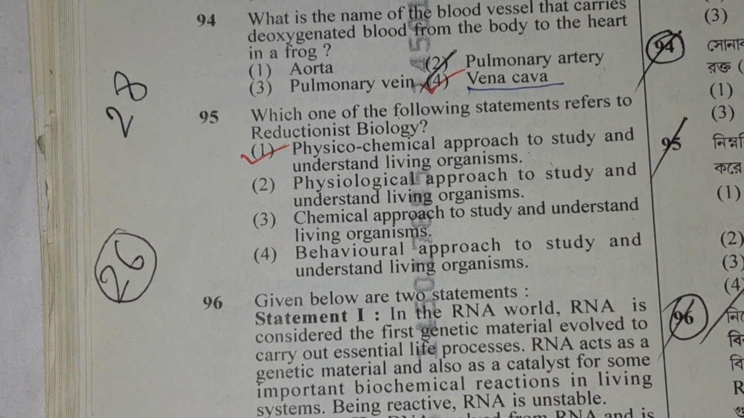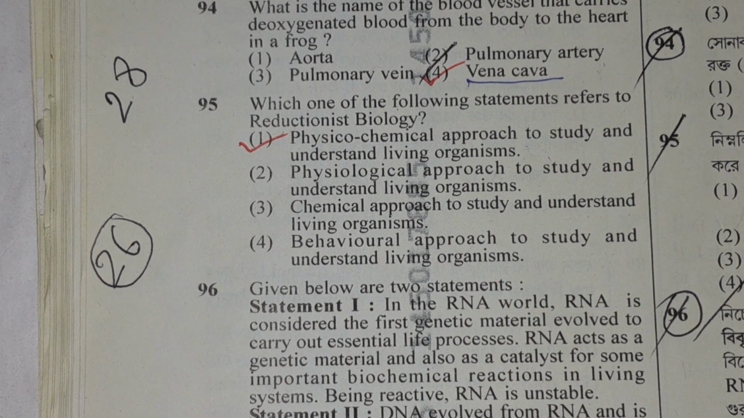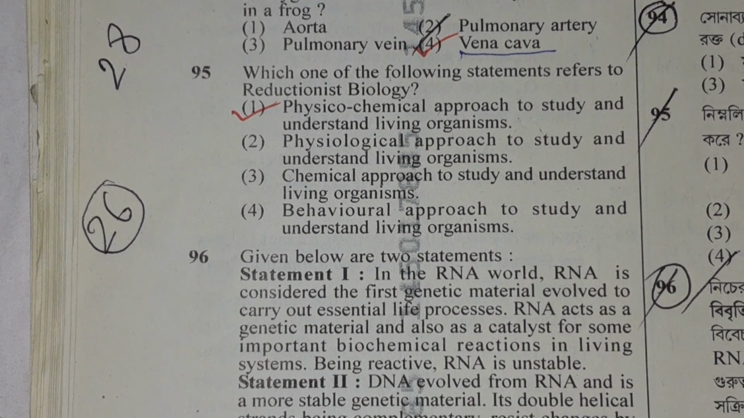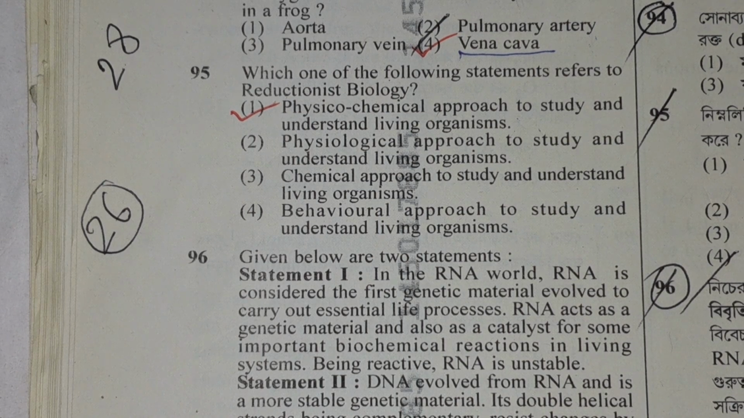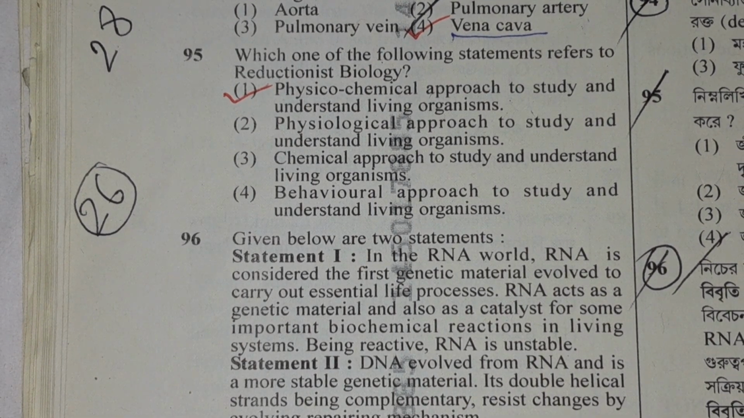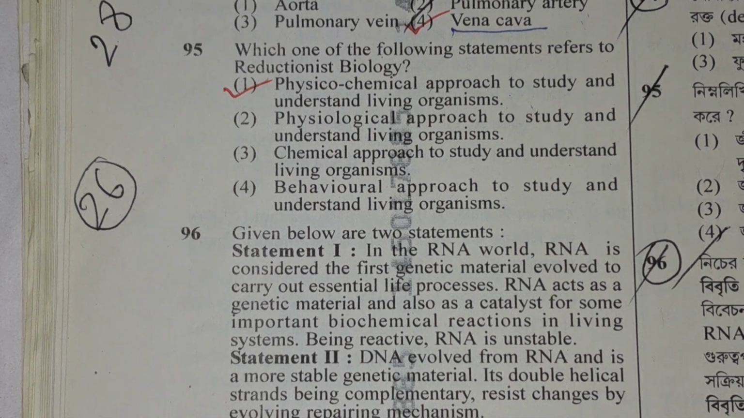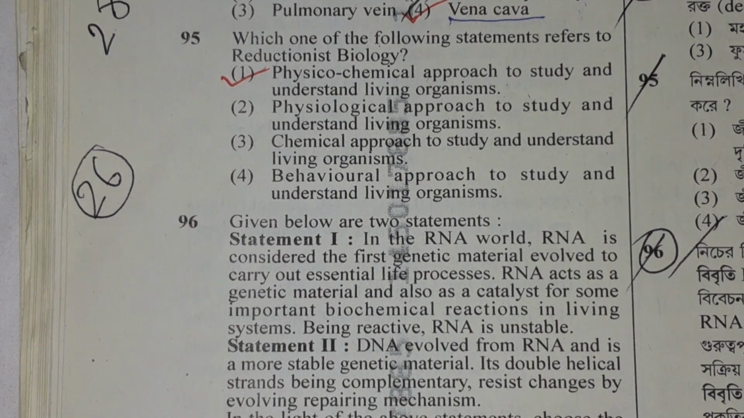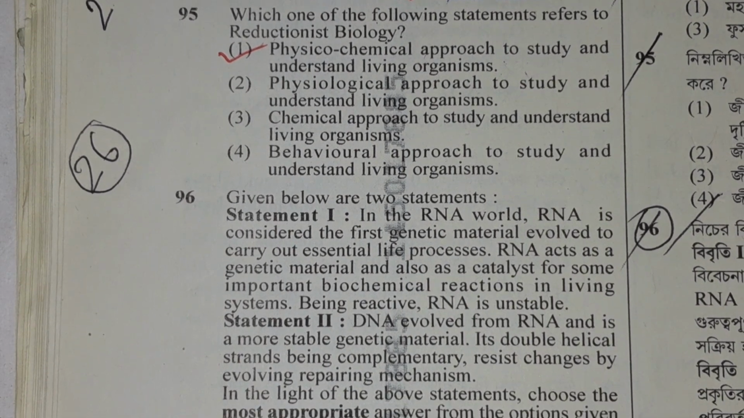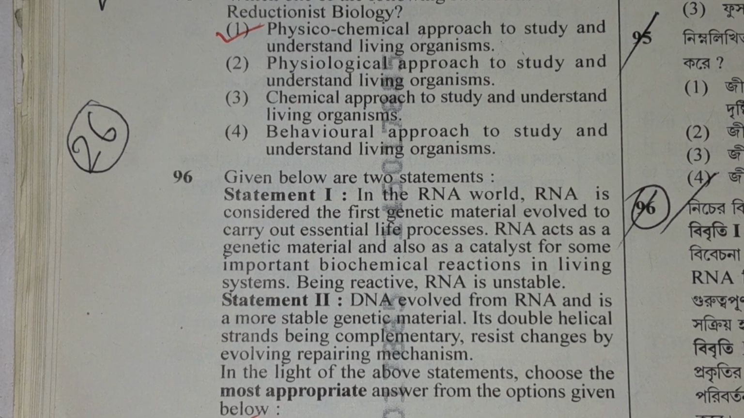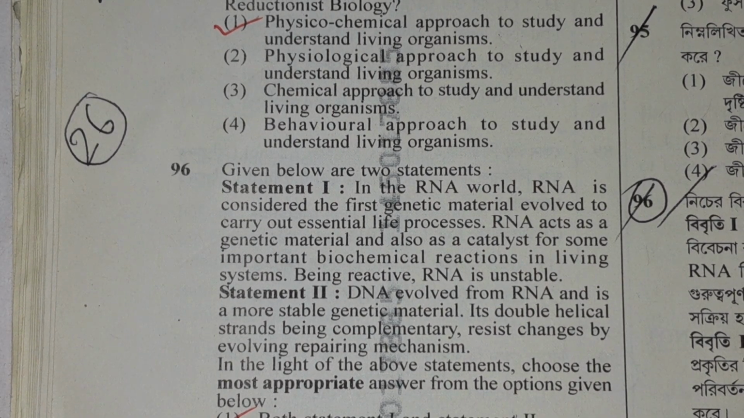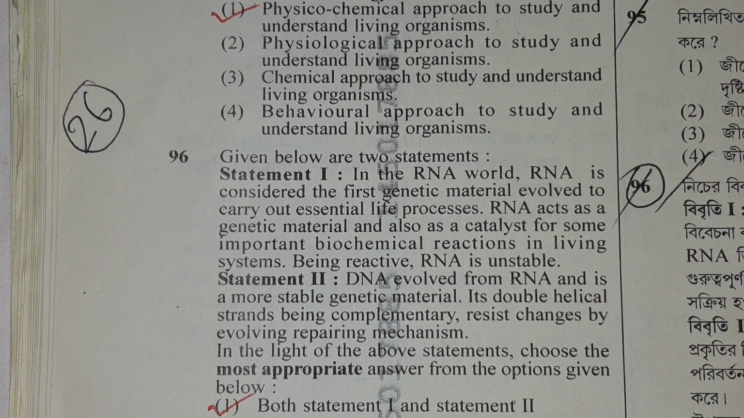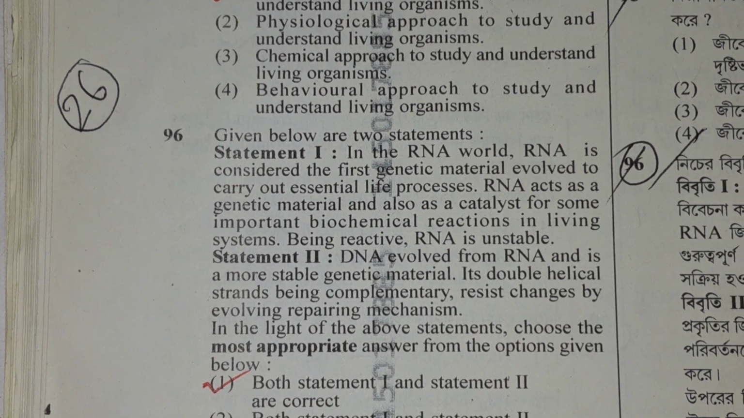Next, given below are two statements. Statement 1: In the RNA world, RNA is considered the first genetic material, evolved to carry out essential life processes. RNA acts as a genetic material and also as a catalyst for some important biochemical reactions in living systems. Being reactive, RNA is unstable. Statement 2: DNA evolved from RNA and is a more stable genetic material. Its double helical strands, being complementary, resist changes by evolving repairing mechanisms.